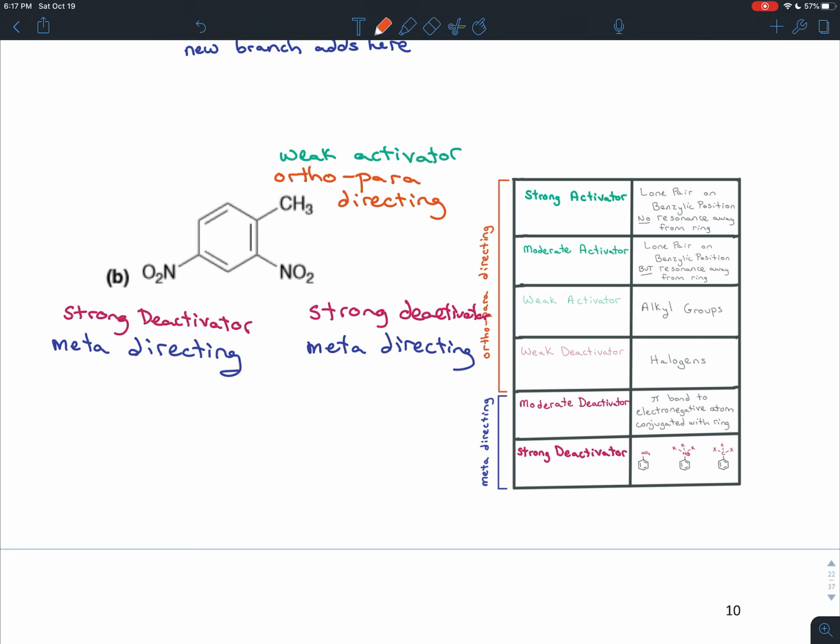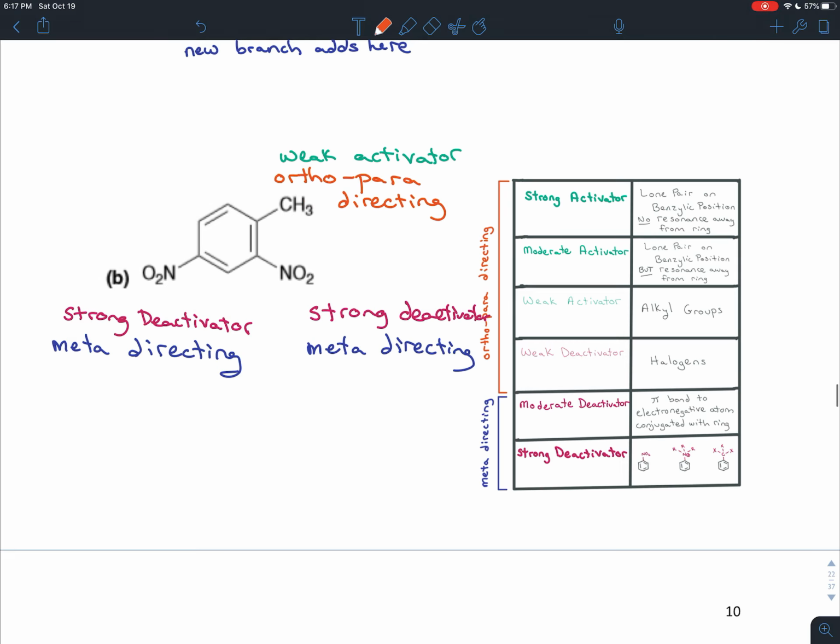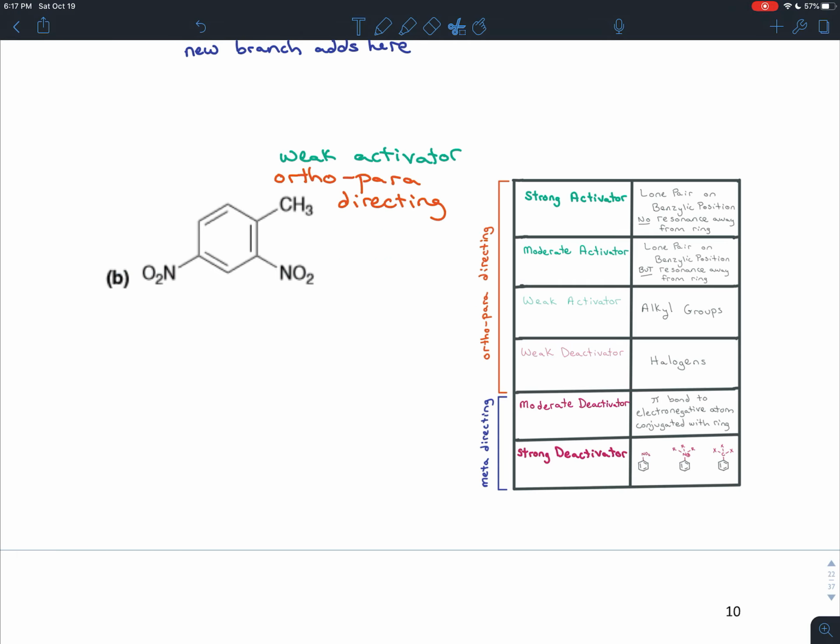Okay, so once you have each of those laid out, the directing effects that are going to dominate will be the directing effects of the most activated thing. So the thing that is highest up in this table. And that is the thing that's a weak activator. The weak activator is more activating than strong deactivators. So where will the new branch add? It will add ortho and para to this methyl group.